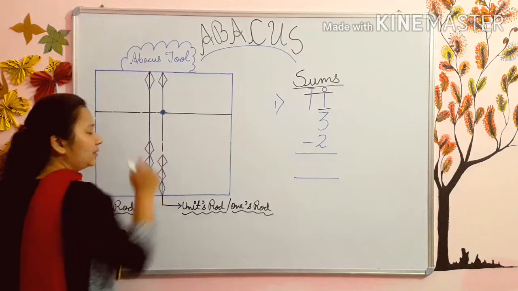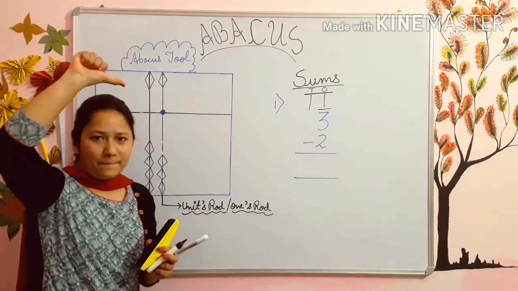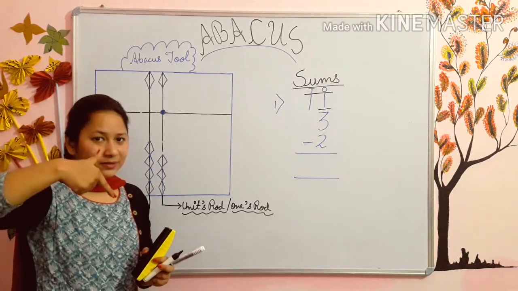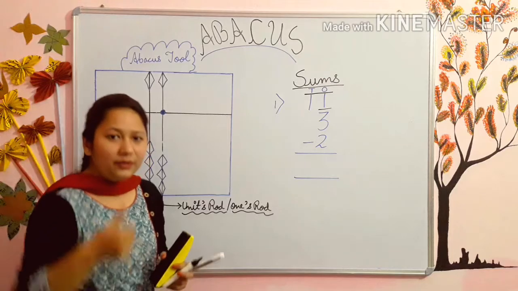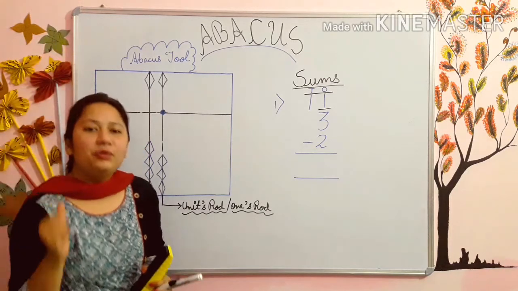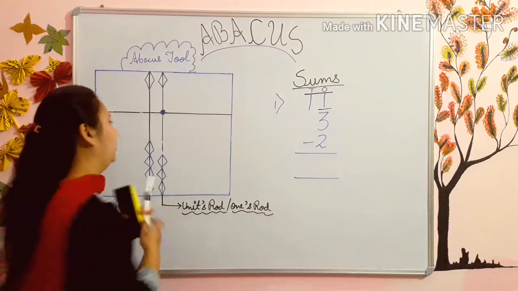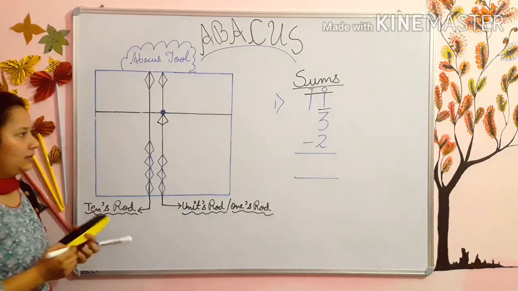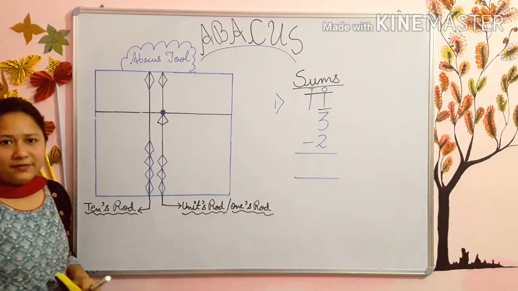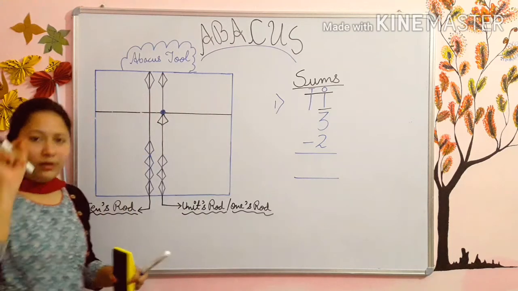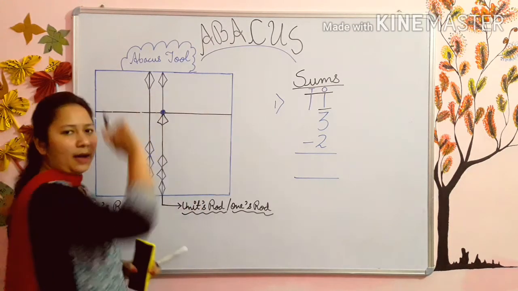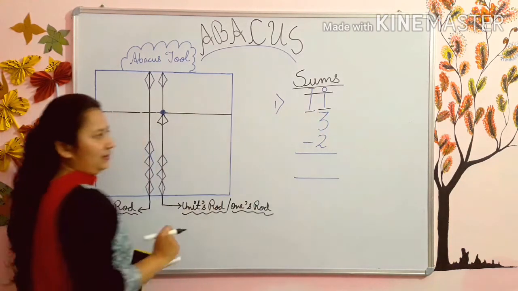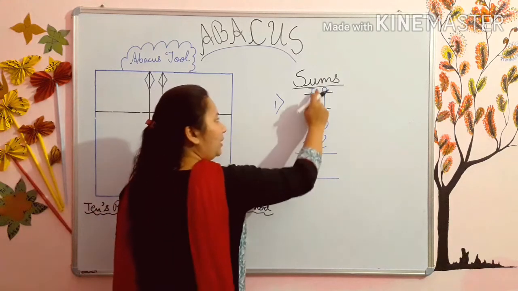So 1 add means for adding what do you do? Up. For subtracting, down. Up, add; down, subtract. If you want to add, you have to put the bead up. And if you want to subtract, you have to put the bead down. So 1. See, you have added 1. You have put the bead up. In your abacus tool, put the 1 bead up. Done? Very nice. Now you have to add 1. This one will go in tens rod.